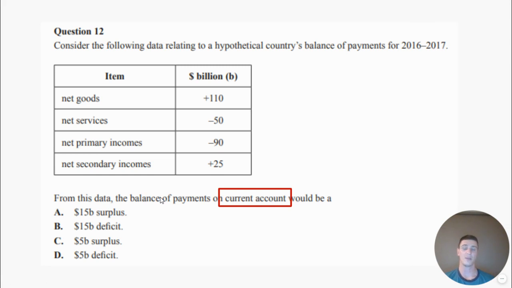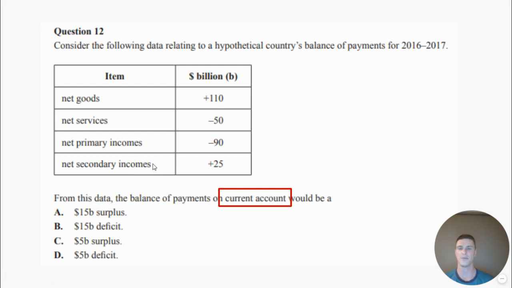Finally, we've got a couple more. Balance of payments, pretty simple. We've got to add up all the sub-accounts to work out what happens on the current account, okay? So remember 110 minus 50 is 60 billion, minus 90 is negative 30 billion, plus 25 equals negative 5 billion, which means the current account is a $5 billion deficit. Just be careful. Sometimes they might ask you about the CAFA, which would just be the opposite. Because they balance out, it would have to be a $5 billion surplus.